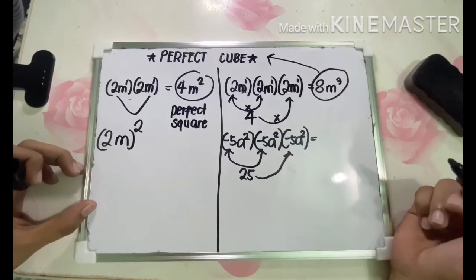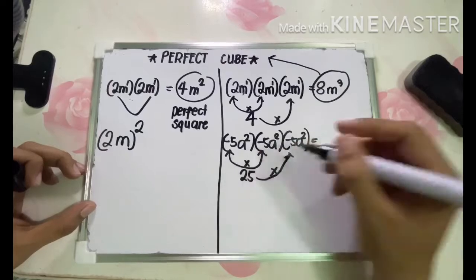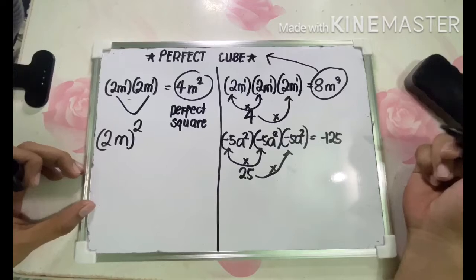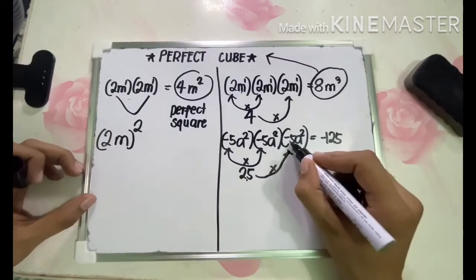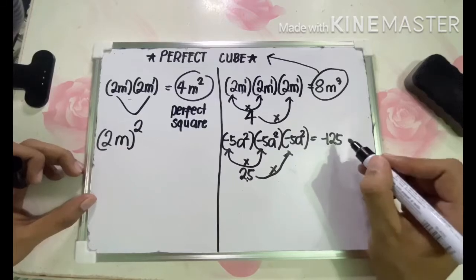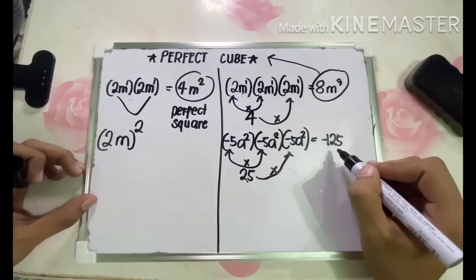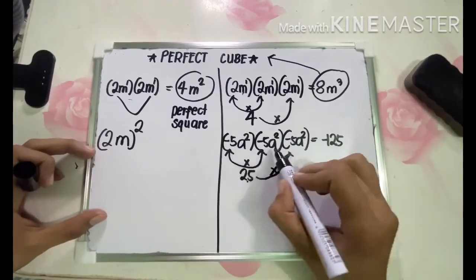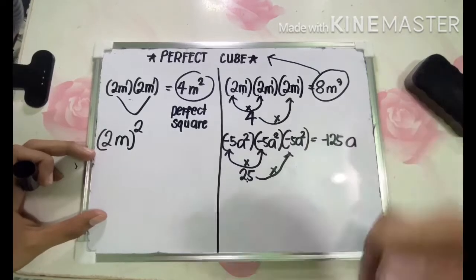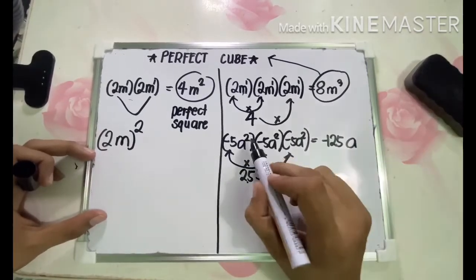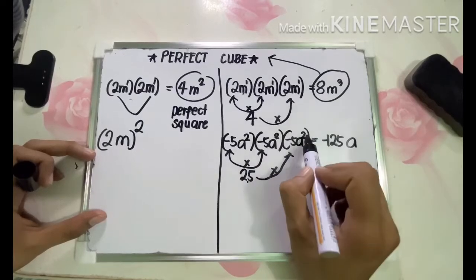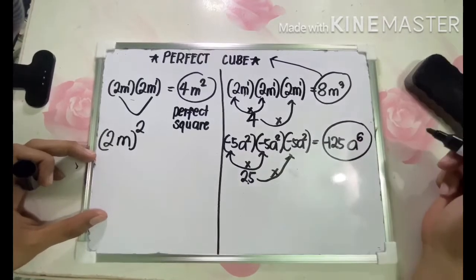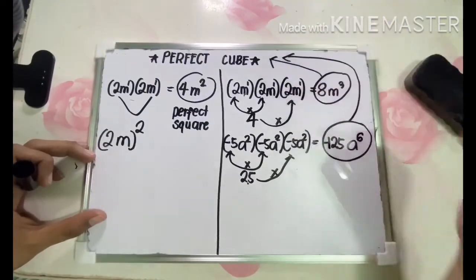And 25 times negative 5 is equal to negative 125. Okay? Because positive times negative is negative, or negative times positive is negative. So vice versa, they are the same. And for the variable, the same. A. So copy A. Then again, do not multiply. So add 2 plus 2 plus 2. So this is 6. And negative 125a raised to 6 is a perfect cube.